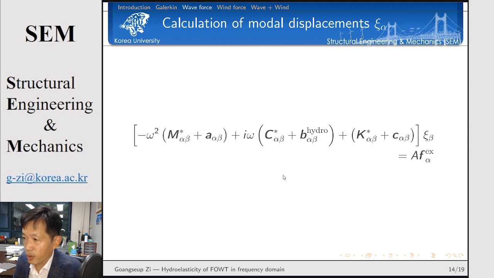If you consider only the wave motion, then we can calculate the modal displacement C beta. C beta has the information of the magnitude of the modal displacement and also the phase angle. The phase angle can be calculated from the complex numbers very easily. Please make sure that C beta is a complex number. The A stands for the wave magnitude.